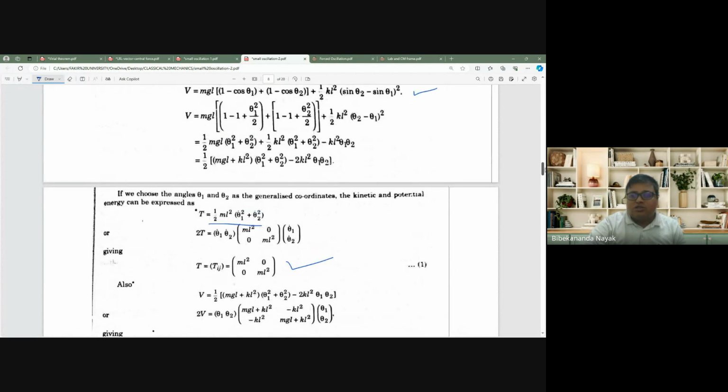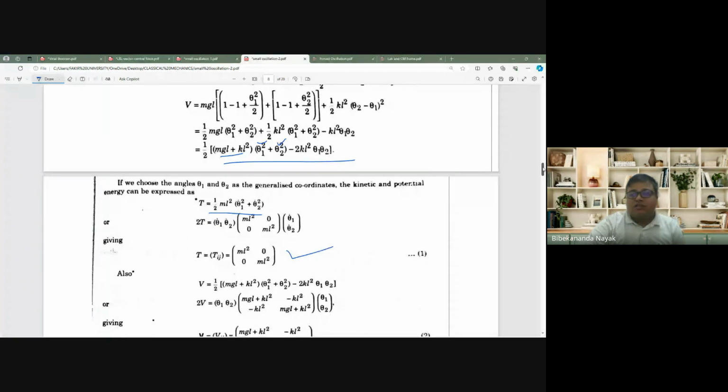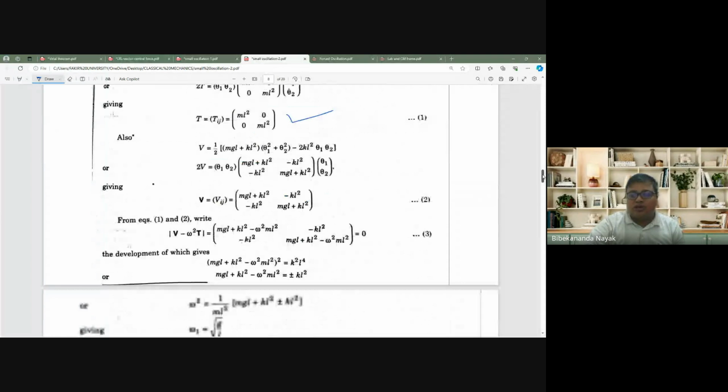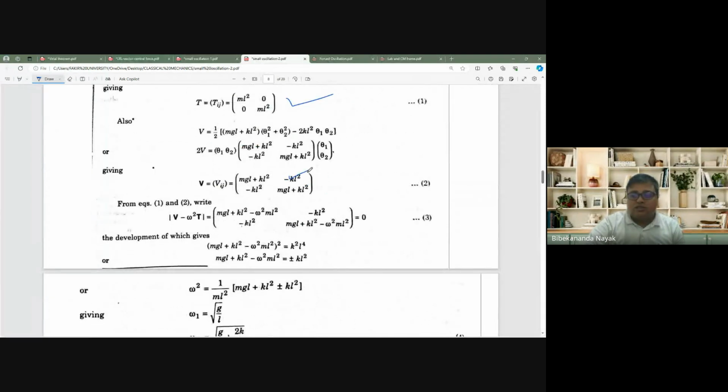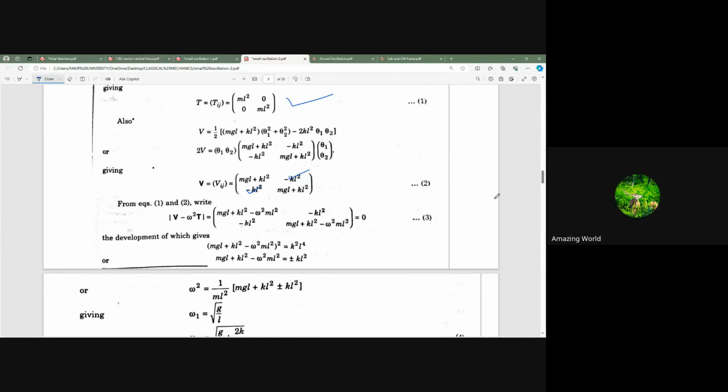You can set V ij by comparing the coefficients: mgl plus k l square, and mgl plus k l square. From here, the coefficient of theta 1 square is the 1 component and theta 2 square is the 2 component. For theta 1 theta 2, it will be half: half goes to theta 1 theta 2 and half goes to theta 2 theta 1. And minus k l square goes to this and this. Clear?